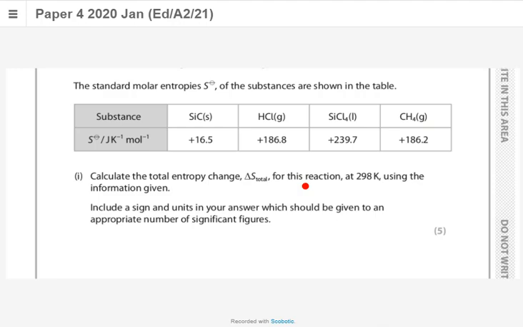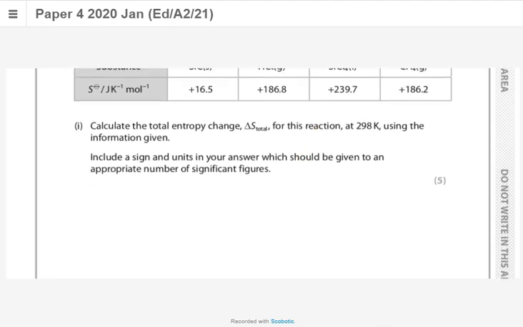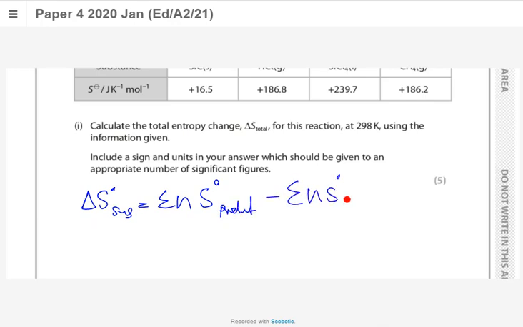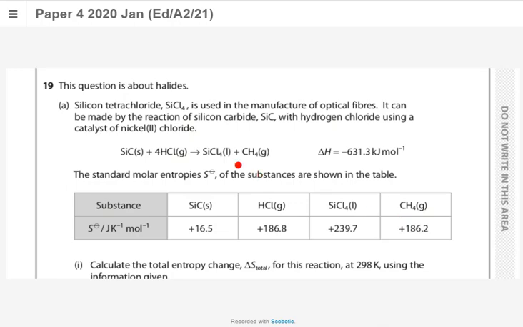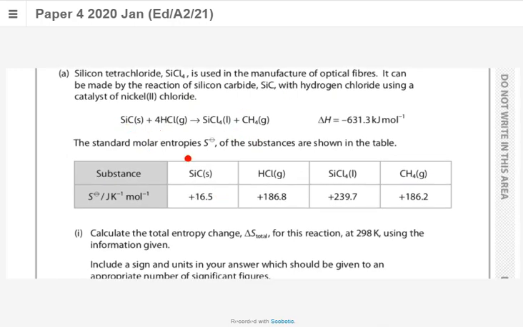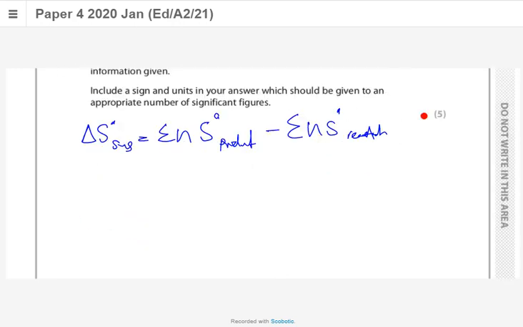You have to first find the system entropy, that you can do, right? Total the number of moles times entropy of the products minus total the number of moles times entropy of the reactants. Now, you have two products. You have to add the silicon tetrachloride value and the methane value, minus the reactants, silicon carbide value and 4 hydrogen chloride. That means you have to multiply this by 4. So that gets the system.